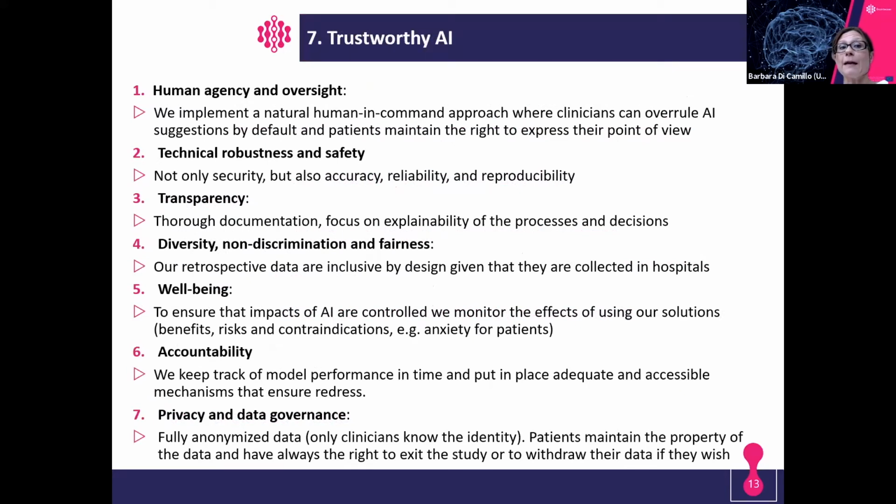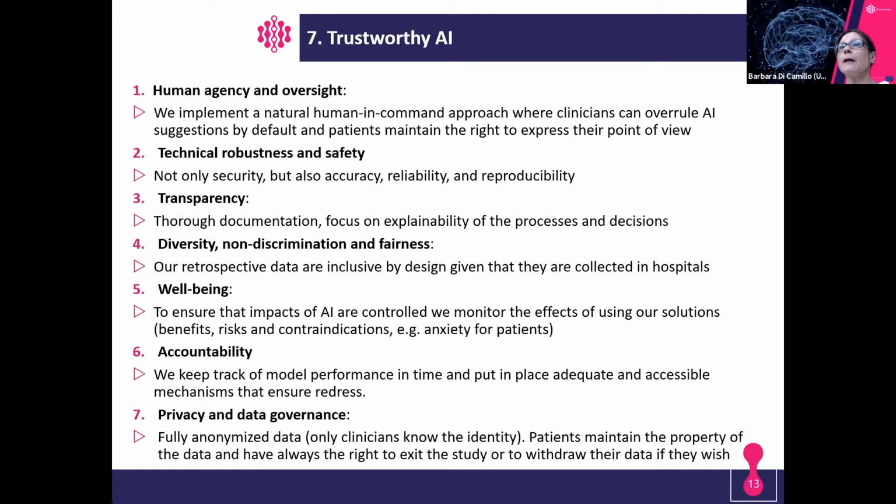All of this must take into account seven pillars for trustworthy AI use that are listed here. So, human agency and oversight. In this project, we implement a natural human-in-command approach where clinicians can overrule AI suggestions by default and patients maintain the right to express their point of view. We have to take particular care of technical robustness and safety. This implies not only security, but also accuracy, reliability, and reproducibility of AI results. Transparency: all our models will be fully documented, focusing on the explainability of the process and of the decisions.